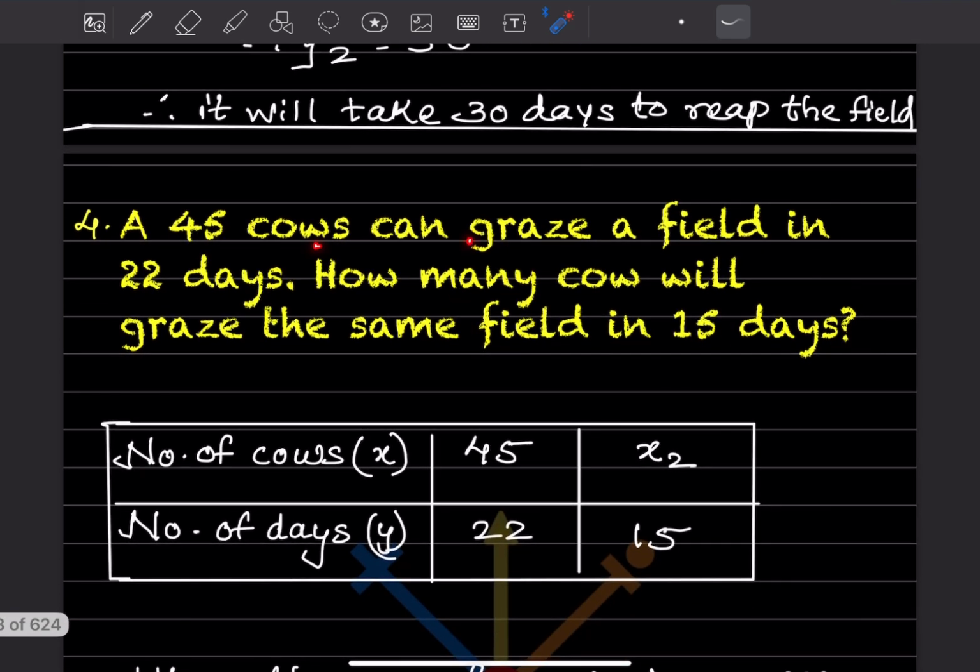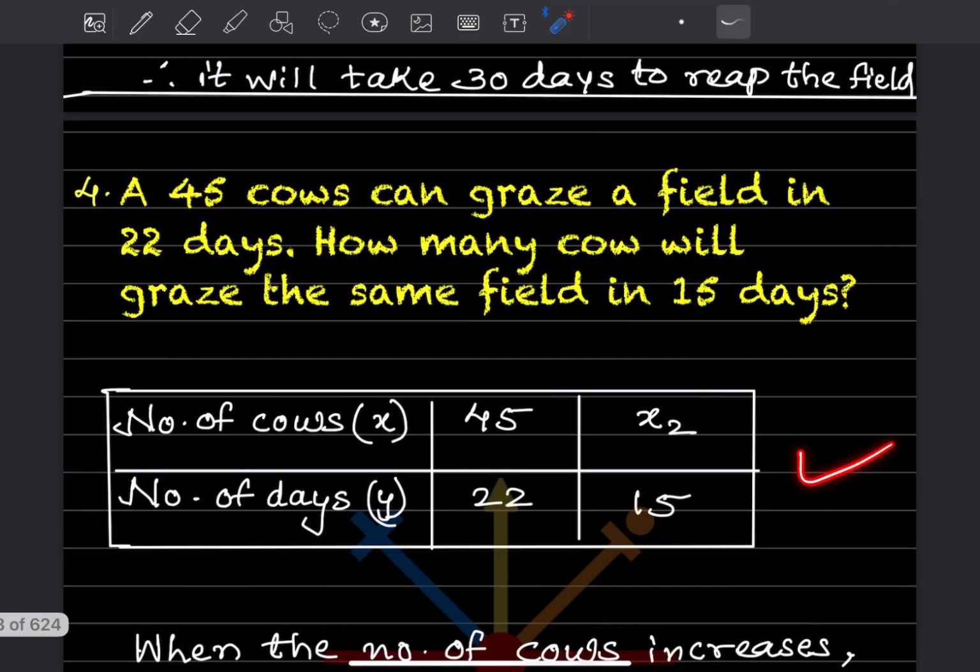45 cows can graze a field in 22 days. How many cows will graze the same field in 15 days? Again, we'll prepare this table, that is the cows and the number of days. This will be x and this is going to be y. This will be x1 and this will be x2. This will be y1 and this is going to be y2.